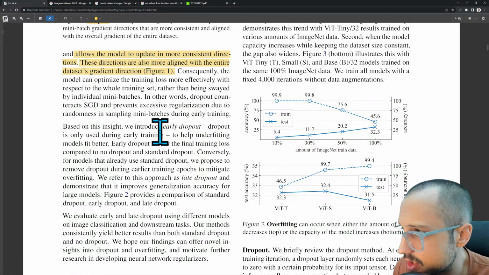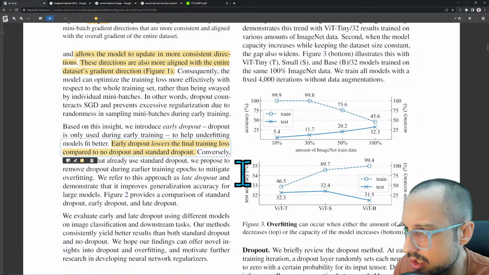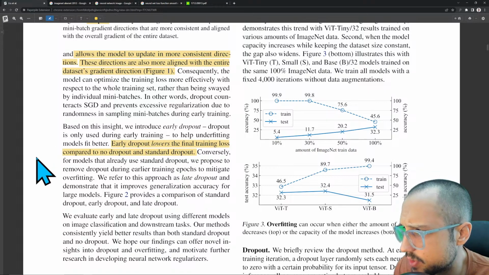Based on this insight, we introduce early dropout. Dropout is only used during early training to help underfitting models fit better. Early dropout lowers the final training loss compared to no dropout and standard dropout. Okay, so I think by final training loss, they probably mean the loss at the very end. Conversely, for models that use standard dropout, we propose to remove dropout during earlier training periods to mitigate overfitting. We refer to this approach as late dropout. Demonstrate that it improves generalization accuracy for large models.